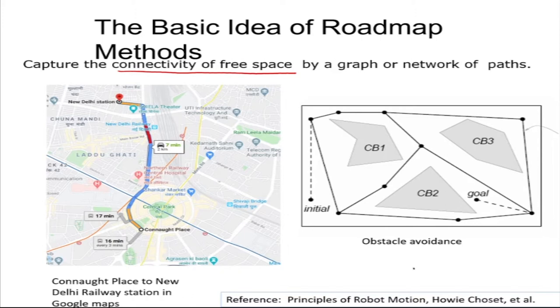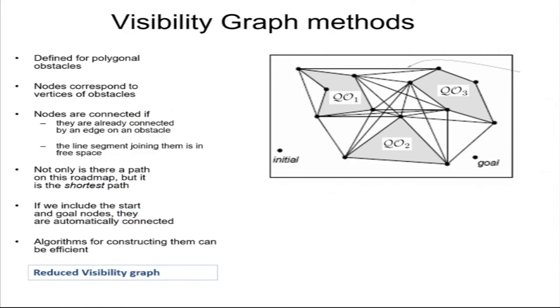Similarly, if you look at this example on the right hand side, where we have a workspace and there are obstacles, so CB1, CB2, CB3 are obstacles, and we have a robot at an initial point, and we want to go to the goal point, which is marked here. So what the roadmap method does is essentially it generates a network of feasible paths. Feasible path means it should not go inside an obstacle, right? And then it connects the initial point to the network of paths and the goal point to that network, and then finds different ways of going there. So this is the basic idea of roadmap methods. And from roadmap methods, what we get is the best path, which will take you from the initial point to the goal point, right?